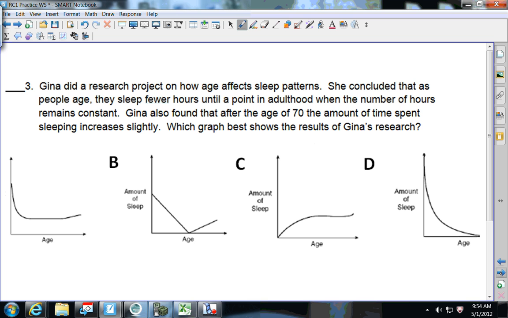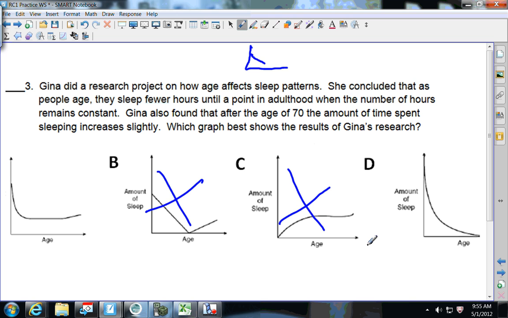Well, the first thing that stands out to me is it says that they sleep fewer hours. So when you're first starting out, you sleep a lot as a baby, and as you get older, you sleep less, so you're going down. So right here, C is not correct. Now, if I look at these 2, this says you go down to getting 0 sleep at all. Does that happen? No.